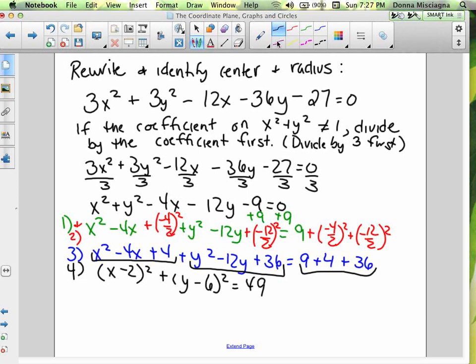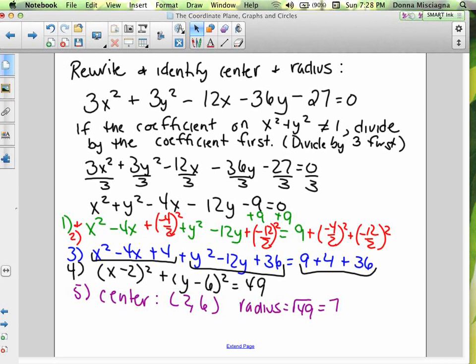And now we'll identify the center and the radius. So the center, whenever the negative goes with the equation, the center is 2, 6. And the radius is the square root of 49, which is again 7. How about that? Got the same radius twice.